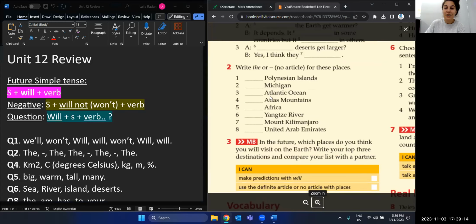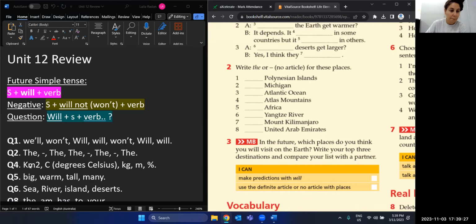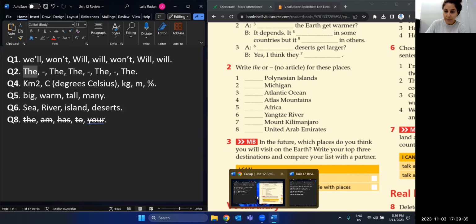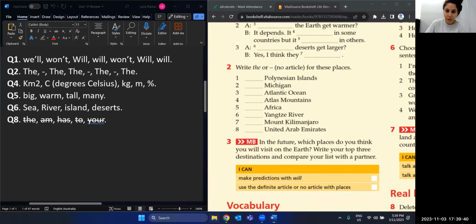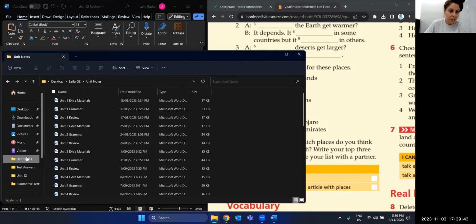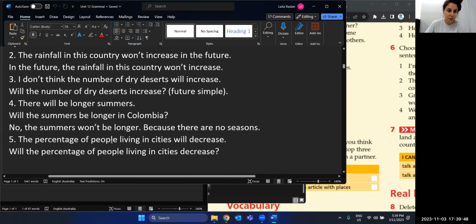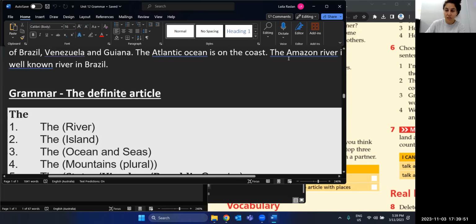Okay, remember using the. This is where we have a little bit of rules where we need to remember when to use the and when not to use the. So do we say the Polynesian Islands? Yes. So I've got the rules. So remember, you can look back on my notes. They are on Padlet. You remember this one? We talked about when to use the.